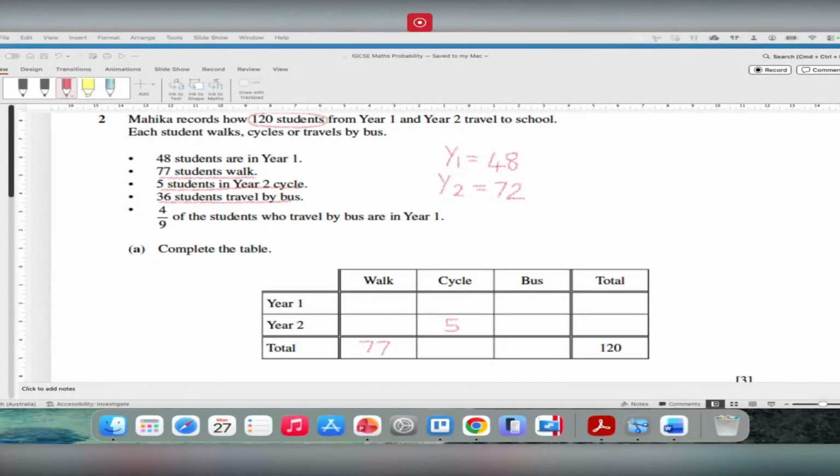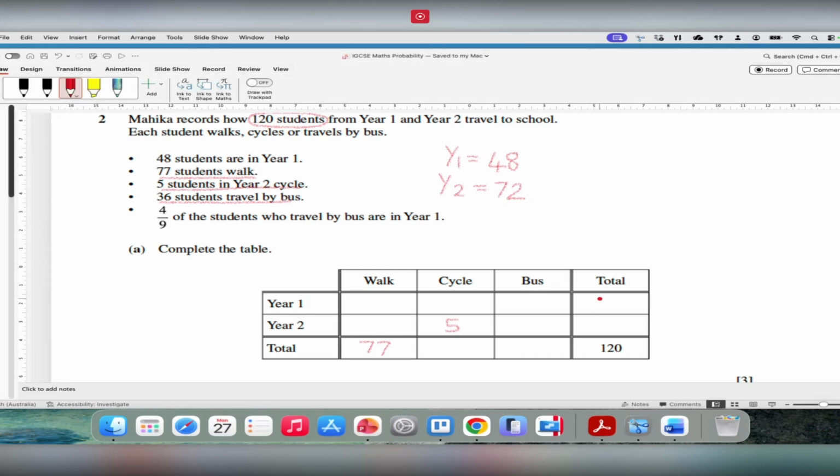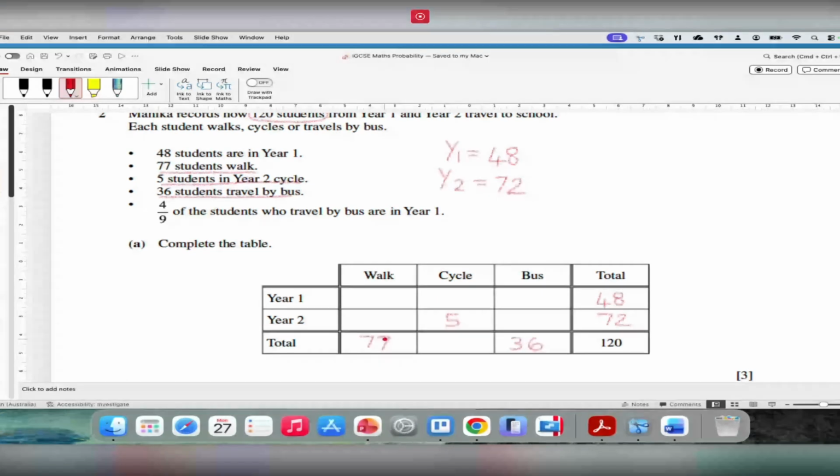I hope that everyone is following so far. And we know that there are 48 students in year 1 in total, and we know that there are 72 students in year 2 in total. Let's quickly see what other information we have. 36 students travel by bus, so this will be 36. All right, now we know that there are 77 students who walk. We know that there are 36 students who take the bus. Now we have a missing value over here, right? But we know that there are 120 students in total.